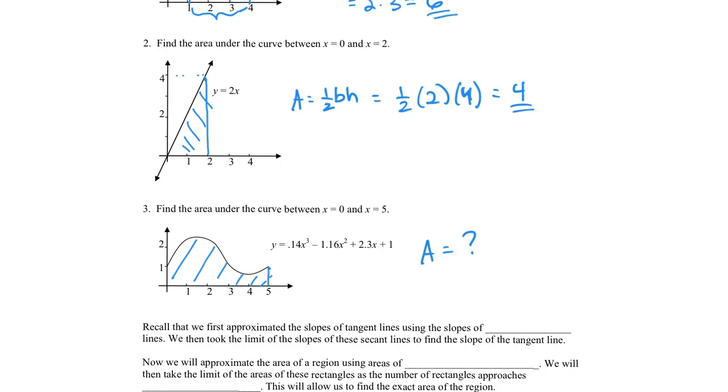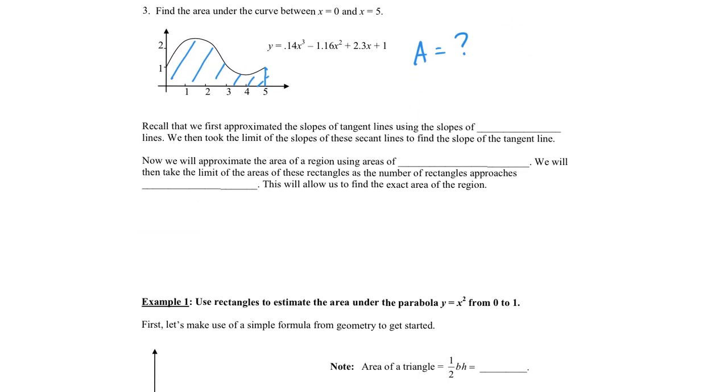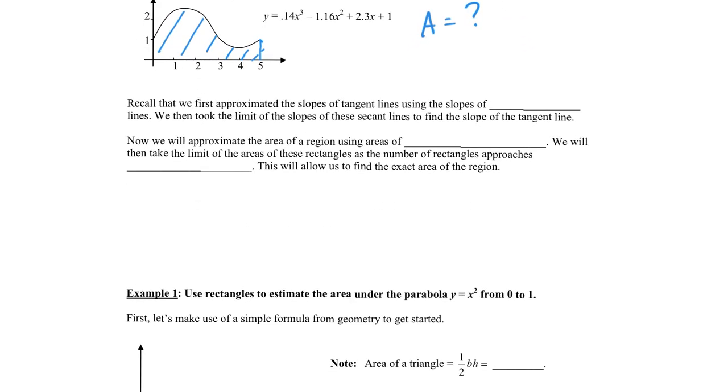So to do this, let's think back to when we first started talking about derivatives. We first approximated the slopes of tangent lines using the slopes of secant lines. Then we took the limit of the slopes. Remember, we took the limit of the slopes of these secant lines to find the slope of the tangent line. So we were using limits here.